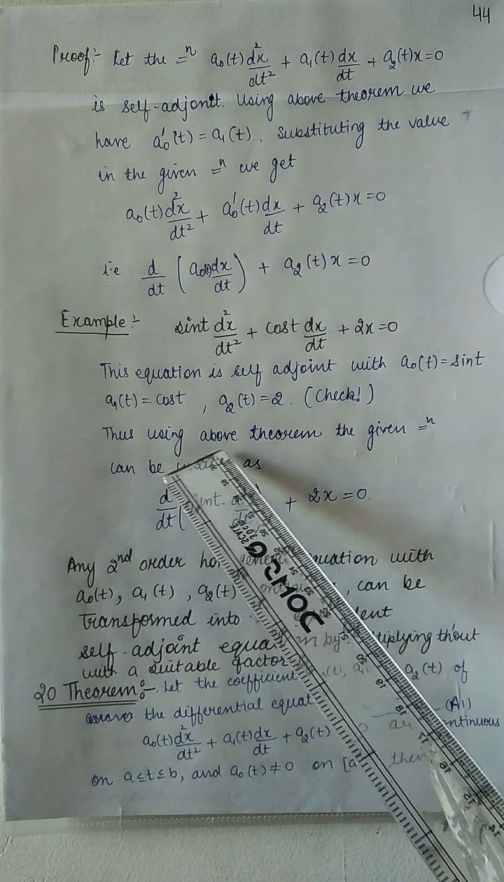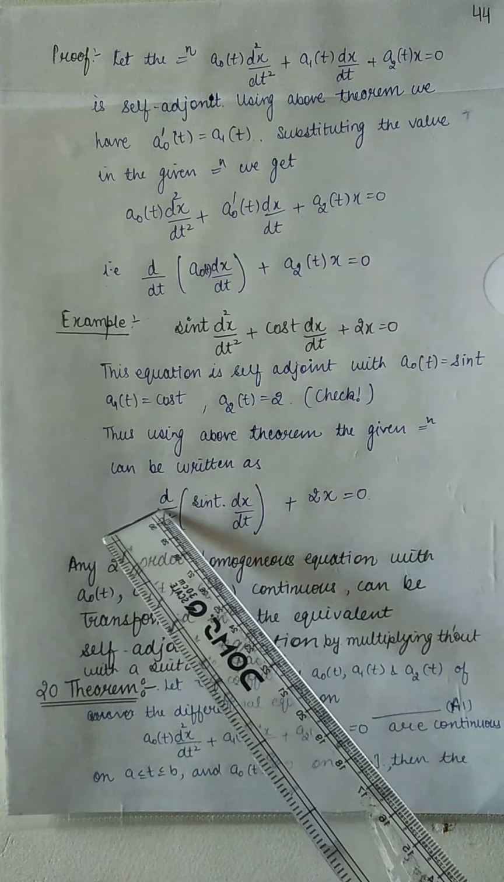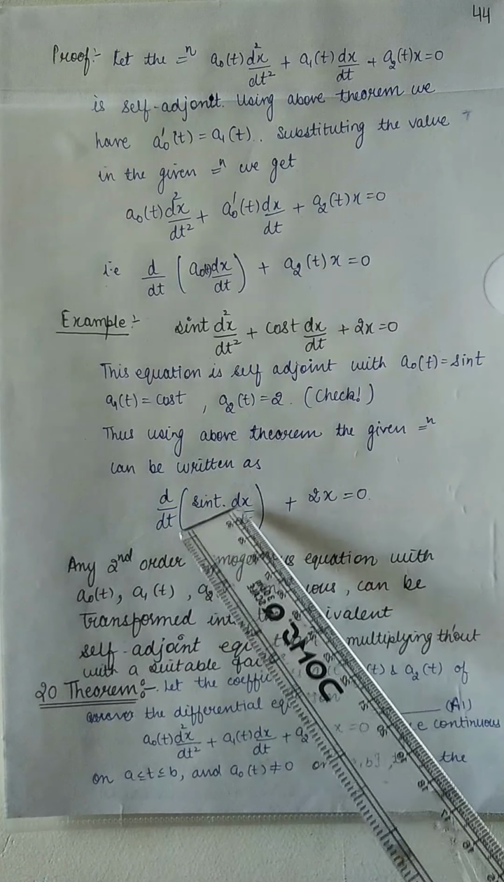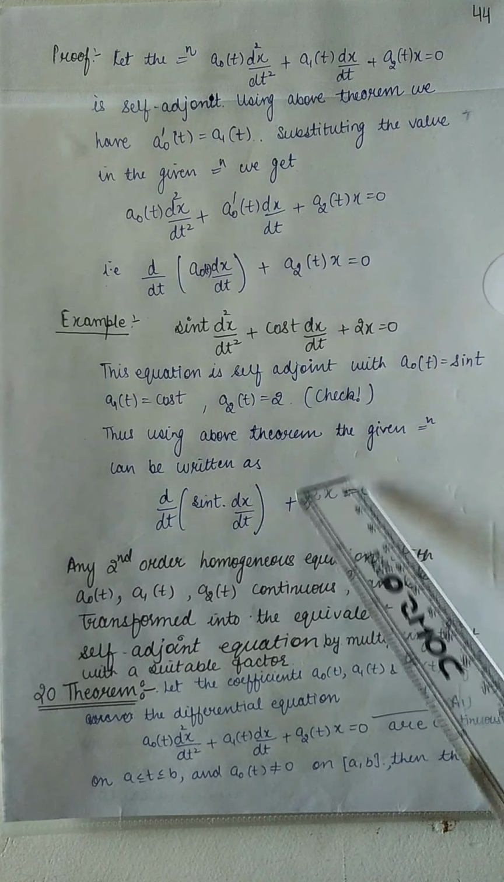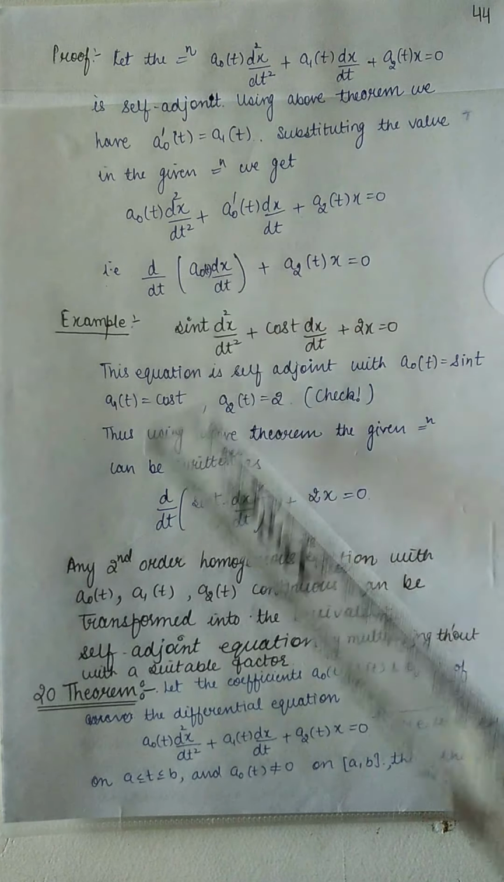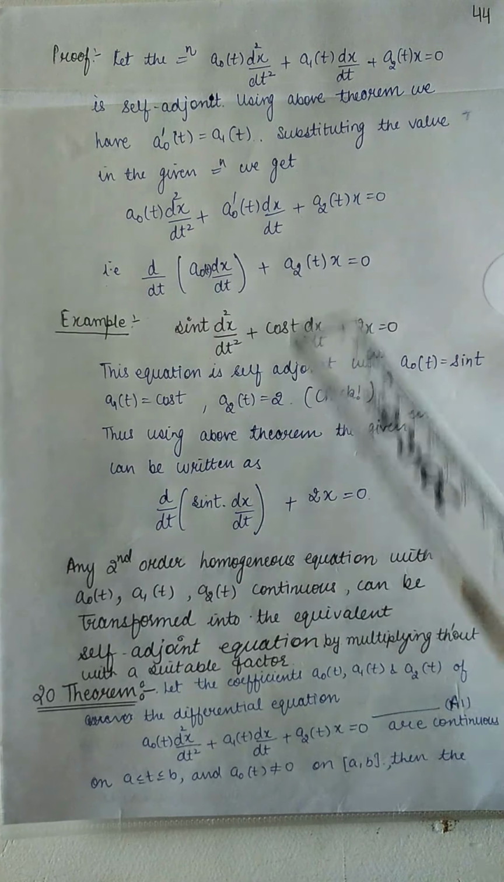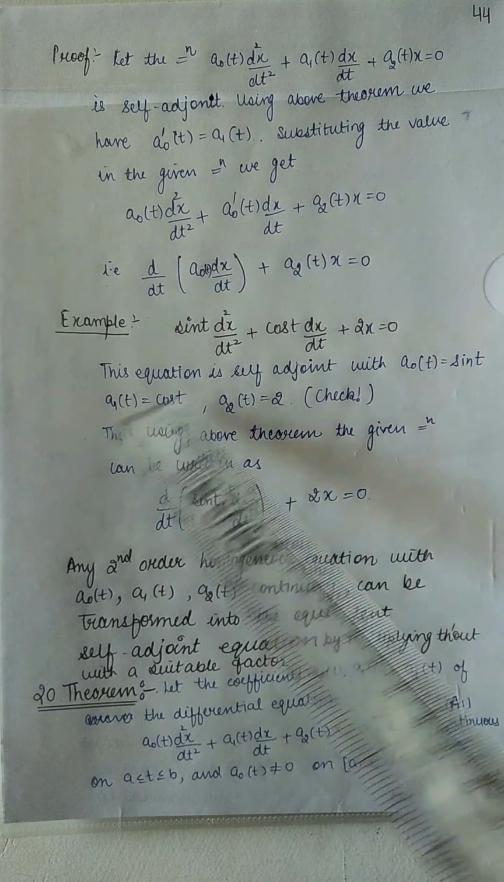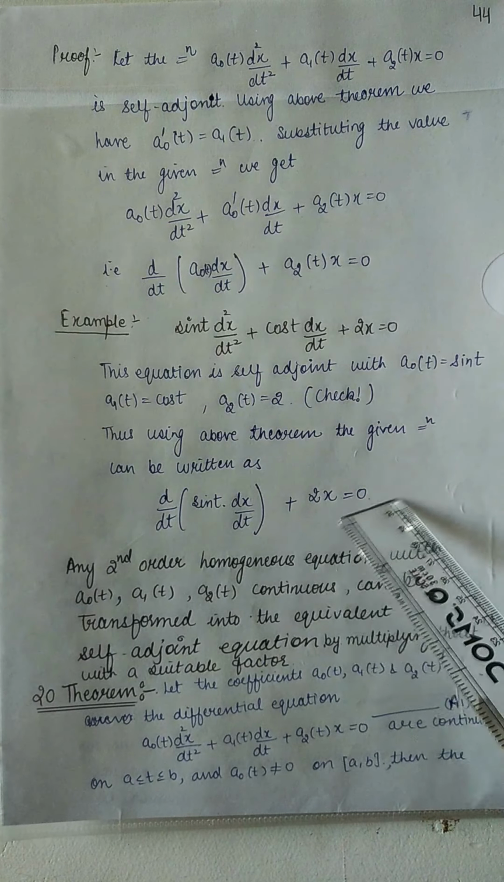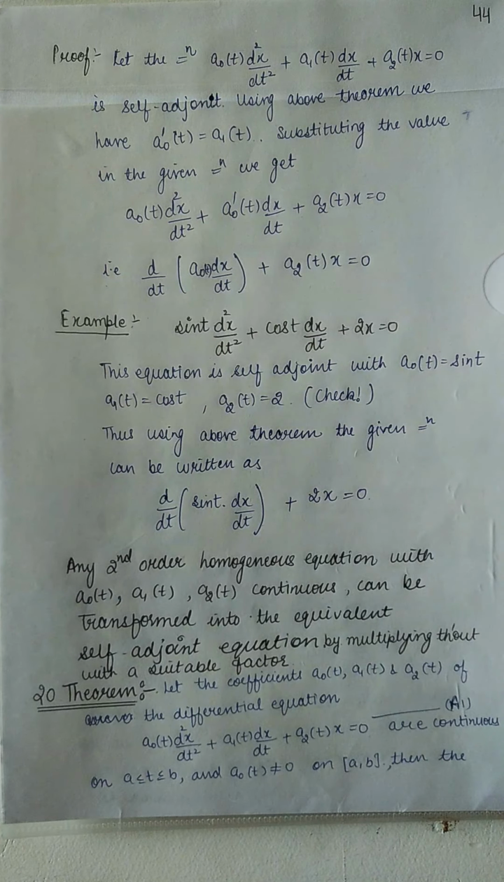Now using the above theorem, the given equation can be written as d/dt (sin t dx/dt) plus 2x is equal to 0. That is, you just simply substitute the value of A naught and A2, and you will get another equivalent form of the self-adjoint equation.